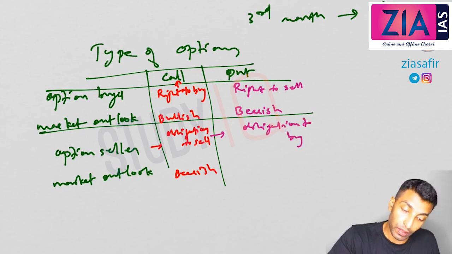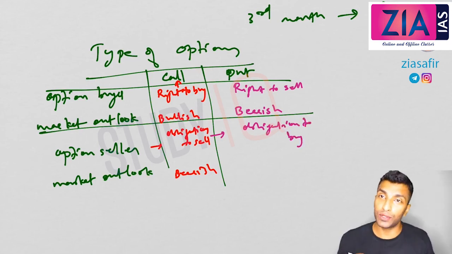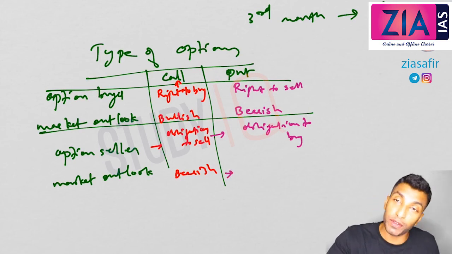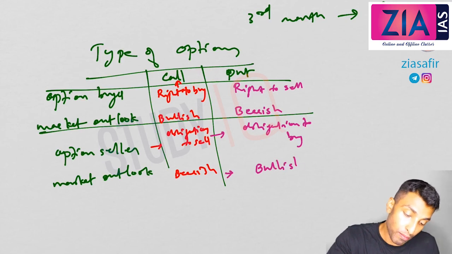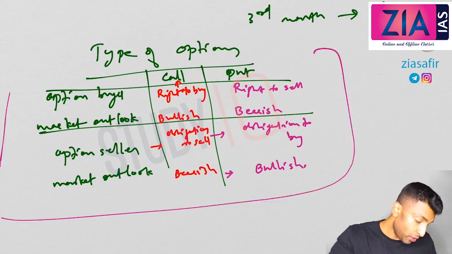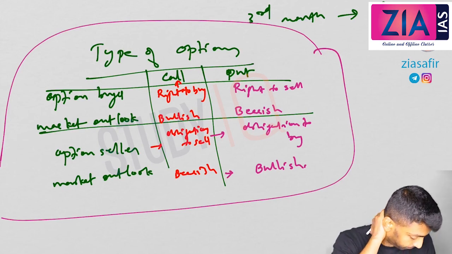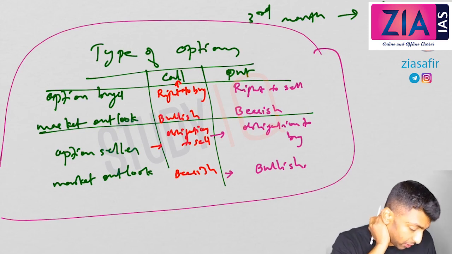Obligation to buy. When you have the right to sell, the other person has the obligation to buy. So what is his view of the market? His view is actually bullish. So I hope you understood this very technical topic, and we have done it in the best possible way.